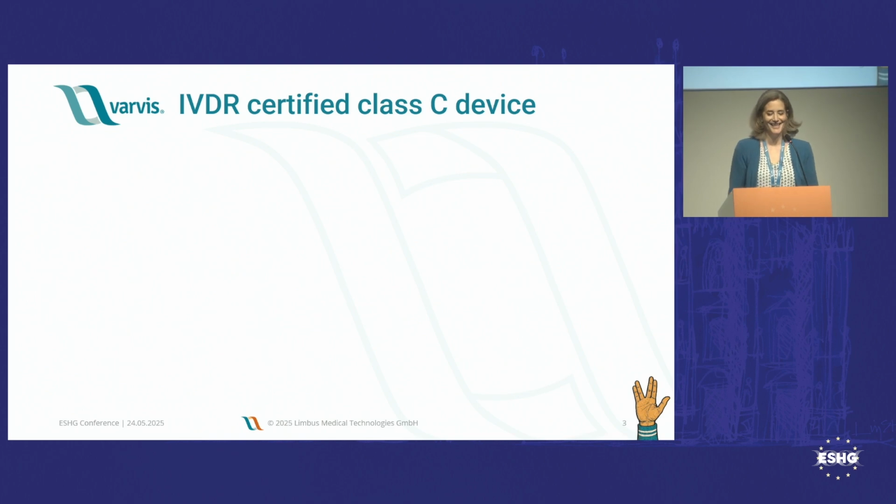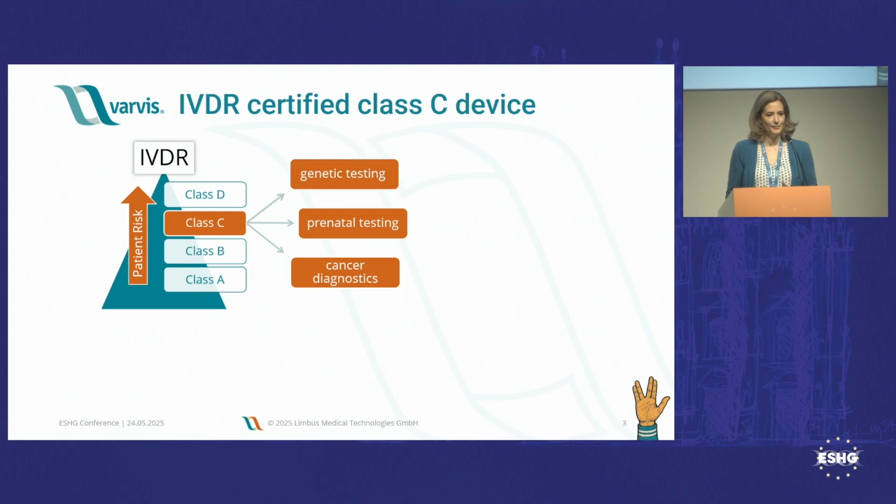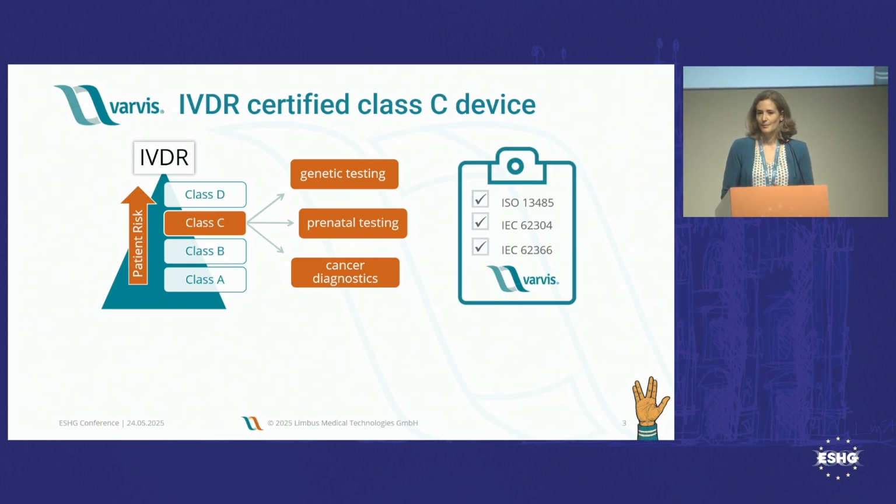So, start again. The IVDR regulates clinical diagnostics throughout the European Union. And it's not only about the certification, but also about the classification. The IVDR classifies medical devices according to the risk they pose to patients, starting from a low-risk medical device, Class A, up to Class D, which is the highest risk. By definition, every medical device, or also software and genetic tests that are intended to be used in genetic testing, prenatal testing, and cancer diagnostics are by definition a Class C. And this means that in order to obtain the certification, a conformity assessment by an external notified body is necessary.